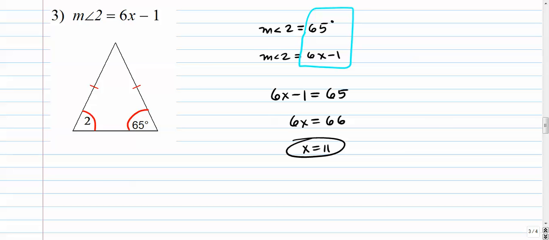Now, by the way, as a bonus exercise here, to figure out the measure of the apex angle, all you would do is take 65, this is also 65, together that's 130, subtract that from 180, and you get the apex is 50 degrees.